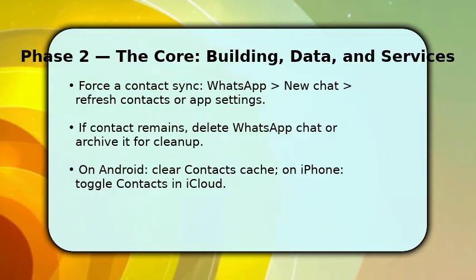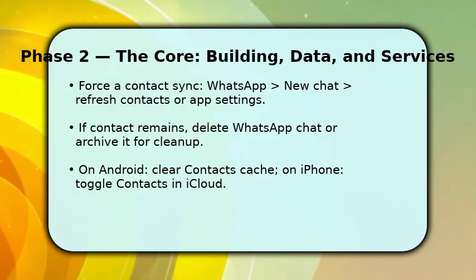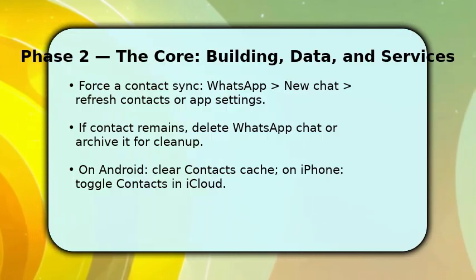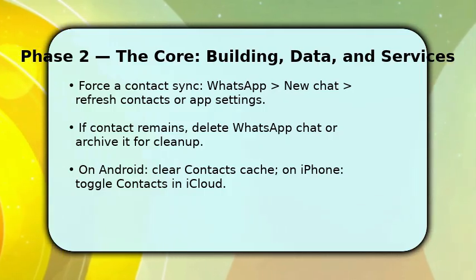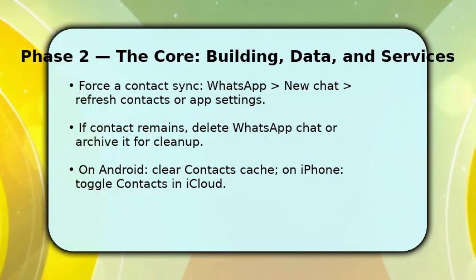If the number still appears in chats, delete or clear that specific chat to remove conversation traces. On Android, clear the Contacts app cache and resync. On iPhone, toggle Contacts in iCloud to force an update. These steps make sure WhatsApp updates its local list to match your phone's contacts.